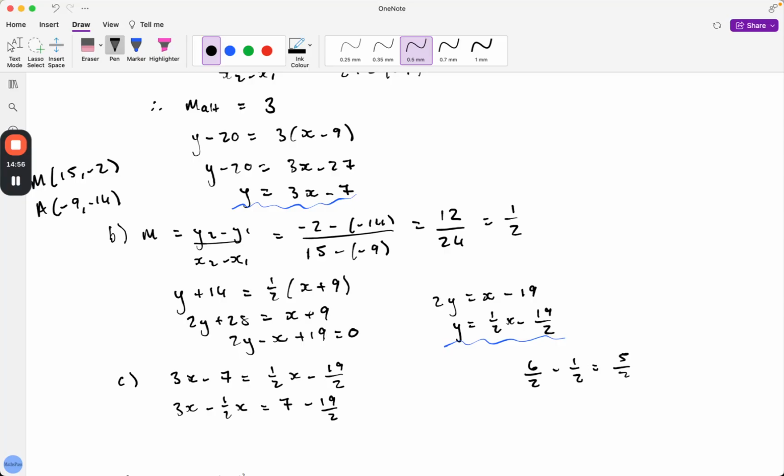But you can just use your calculator and we get 5 over 2 x, and that is equal to, so if you then do 7 minus 19 over 2, that is going to give you minus 5 over 2. And so what you can actually do is just divide both sides by 5 over 2, but they kind of just cancel each other out. If you're dividing both sides by 5 over 2, you're just going to get x here, and then you're going to get minus 1 here.